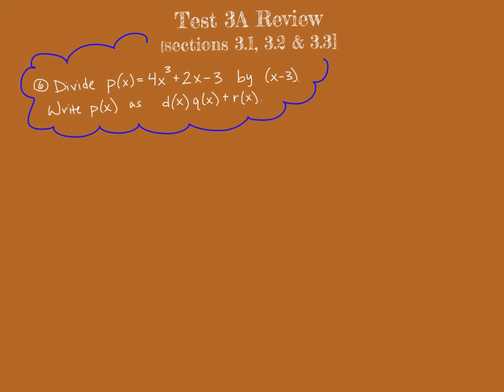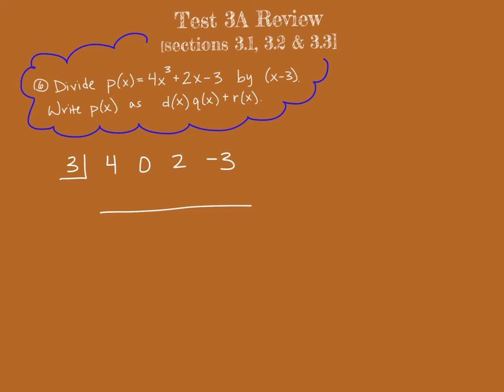Number 6 is another division problem. All right, we want to divide by x minus 3. That means to do synthetic division, we put a positive 3 in our corner. We do see that we skip the quadratic term, which is why we have to put a 0 placeholder in there. So we have our cubic term, we skip the quadratic term, we have our linear term, and then our constant.